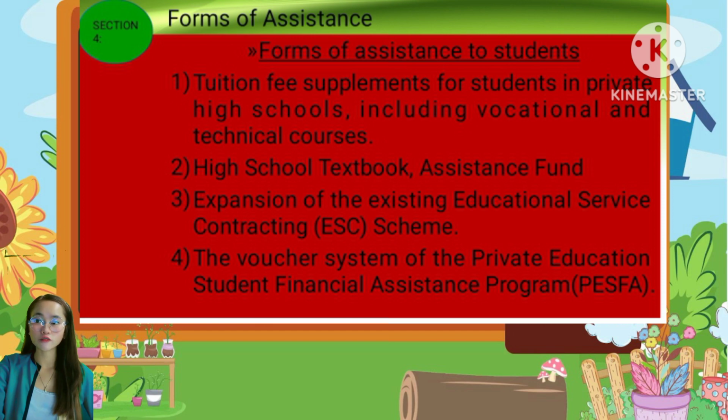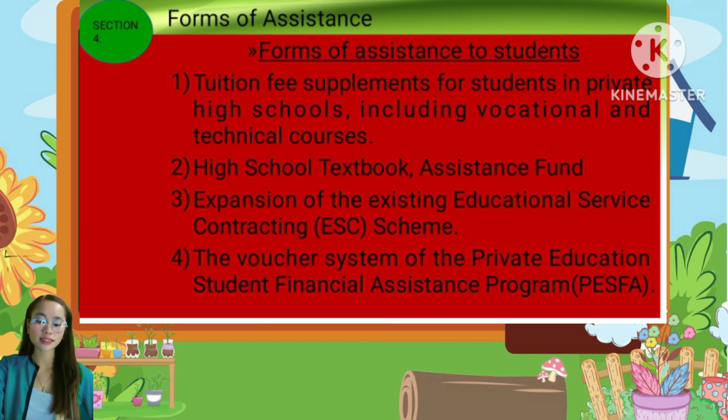So, in Section 4, we have the forms of assistance. Assistance to private education shall consist of assistance to students and to teachers. First, the form of assistance to students: tuition fee supplements for students in private high school, including vocational and technical courses. Second, the high school textbook assistance fund.